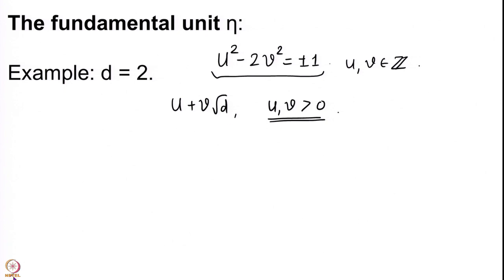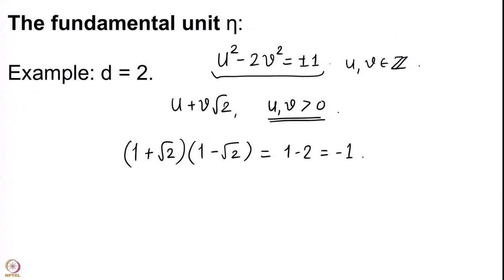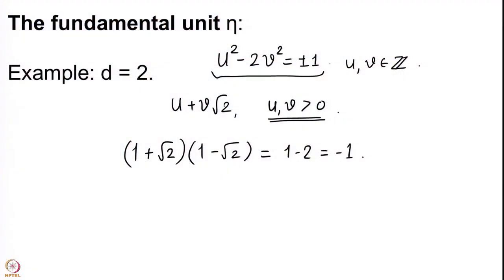So, we will look at, remember our d is equal to 2. So, 1 plus root 2. Root 2 alone is not a unit. We will look at 1 plus root 2. Is this a unit? We multiply by its conjugate and we get 1 minus 2, which is minus 1. Bravo, we obtained a unit. And this is clearly the smallest unit. If u and v are positive integers, then both u and v have to be bigger than or equal to 1. So, you get 1 plus root 2 to be the smallest element of the corresponding A. So, this is our fundamental unit.